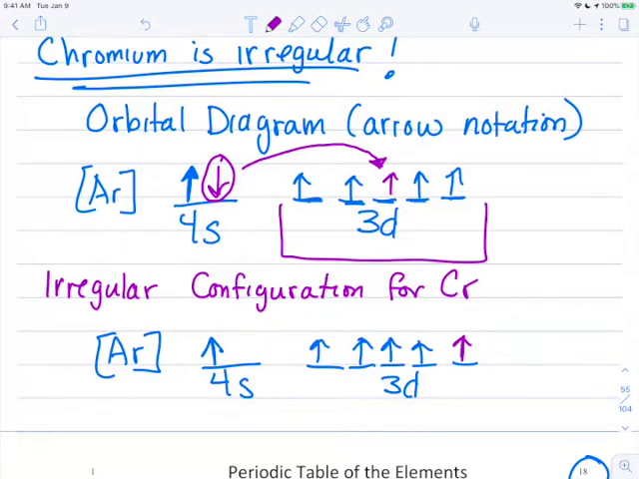Now, these 3d electrons right here are not going to move. They are not going to double up because that would cost energy. The only reason they could move around before is because there was no energy cost to it. So this configuration right here is the correct configuration for chromium.